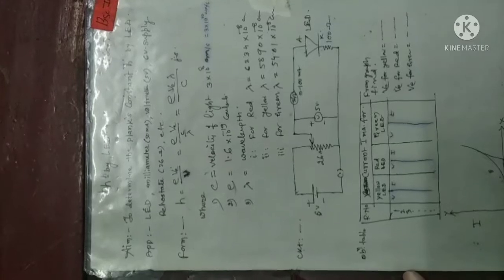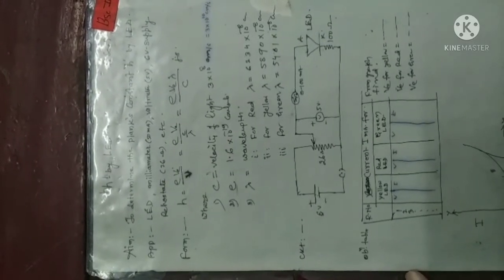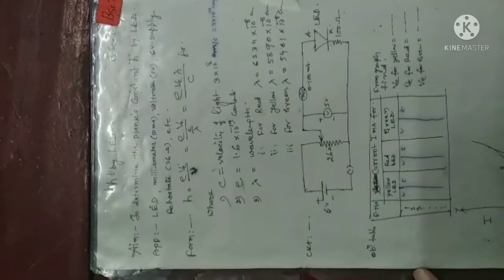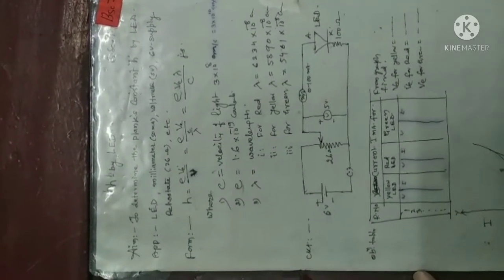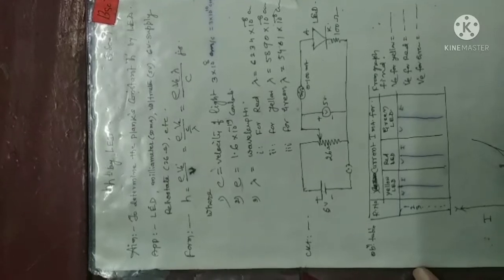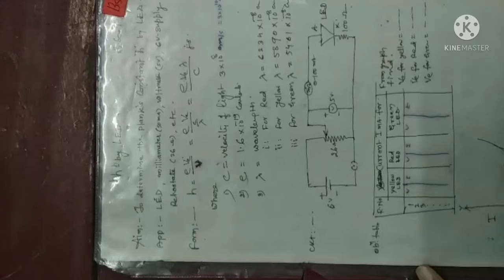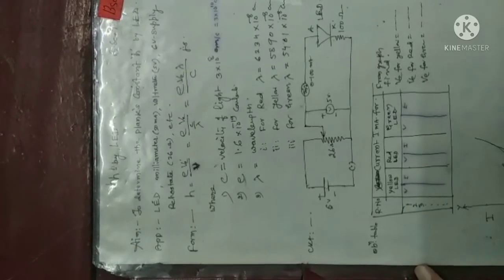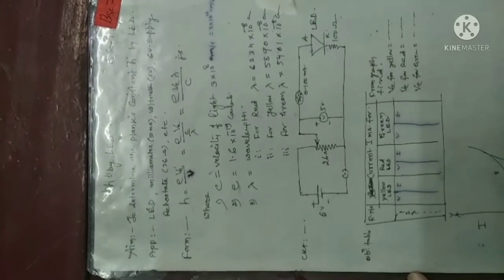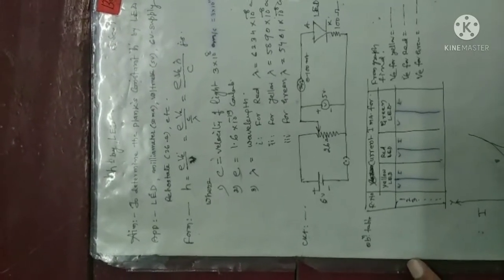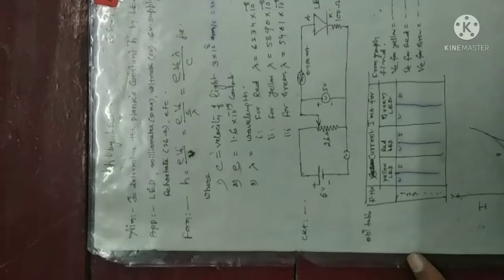Today we are going to see the practical on determining Planck's constant h by LED. The aim is to determine Planck's constant h by LED. Apparatus: LED, milliammeter 50 milliamp, voltmeter 5 volt, 6 volt supply, rheostat of 26 ohm, etc.